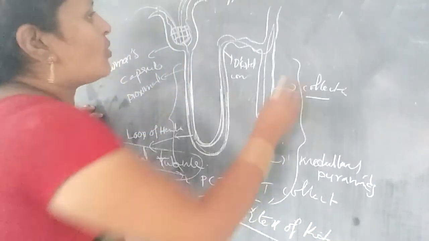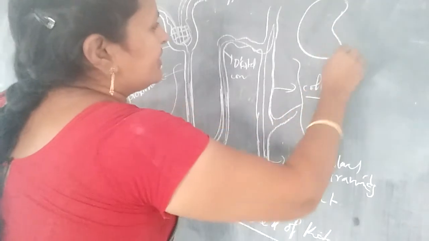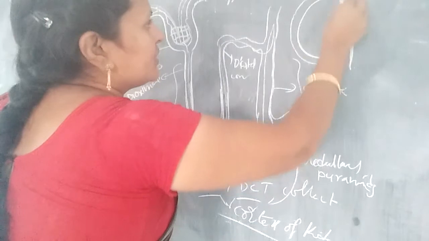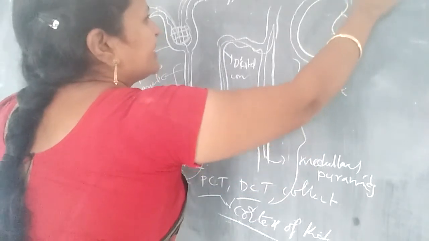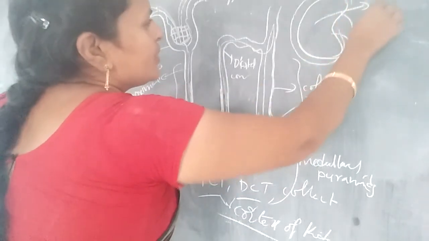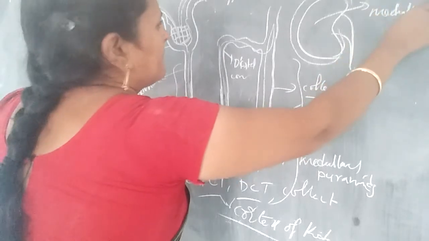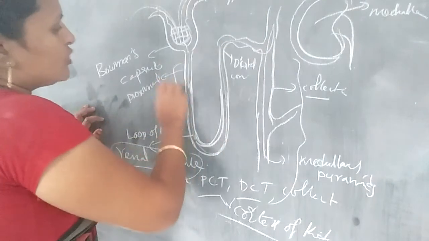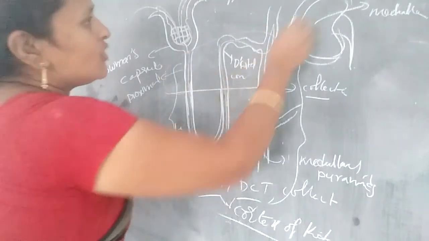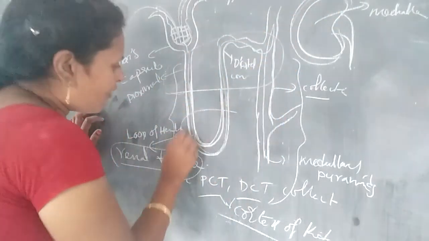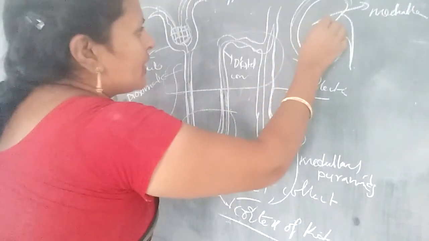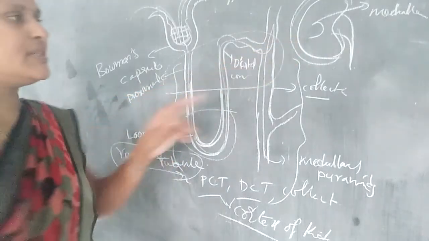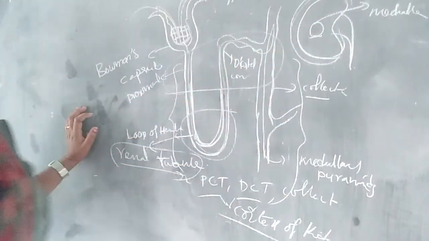So where is the cortex? This is the kidney. The outer surface of the kidney has the cortex, and the inner part of the kidney has the medulla. Both the PCT and DCT tubules are present in the cortex. Only the loop of Henle is present in the medulla. This is the medulla region.